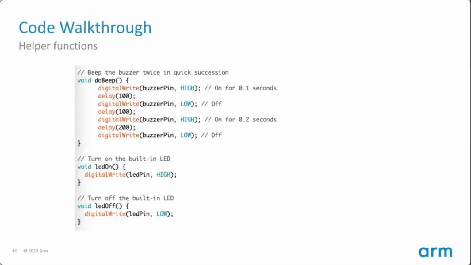The next helper function is for turning on the LED. And similarly, it's going to use that digital write function. It's going to this time use the LED pin, that built-in LED that I mentioned earlier. And it's going to give it a high value to turn that on. And likewise, the LED off function is going to do that in reverse. It's going to write a low value to that pin to turn the LED off.